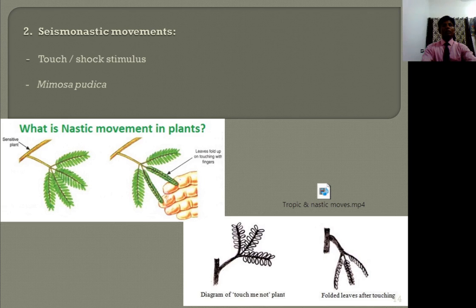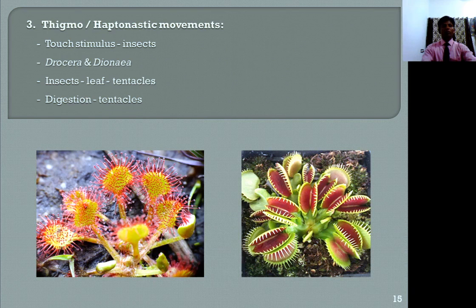Now we'll see the last type of the nastic movements, thigmonastic movements. Which movements are called thigmonastic movements? The nastic movements which occur in response to the touch stimulus of the insects are called thigmonastic movements. The thigmonastic movements are also called haptonastic movements. These movements are usually seen in some insectivorous or carnivorous plants. For example, Drosera, Dionaea, etc. The Drosera is commonly called sundew and the Dionaea is commonly called Venus flytrap.